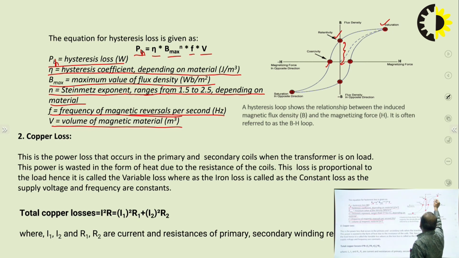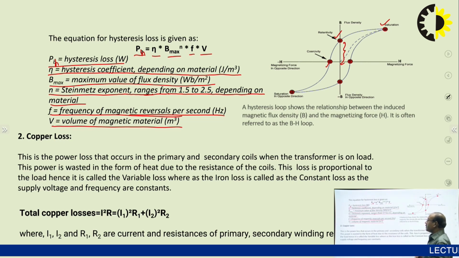So overall, if we see the area of this BH loop or magnetizing loop, that is directly proportional to hysteresis losses. So if we have a smaller area of this loop, hysteresis losses will also be small in the core. So that's why we take high permeability core material, so as to reduce hysteresis losses in the core. Next we have copper losses.